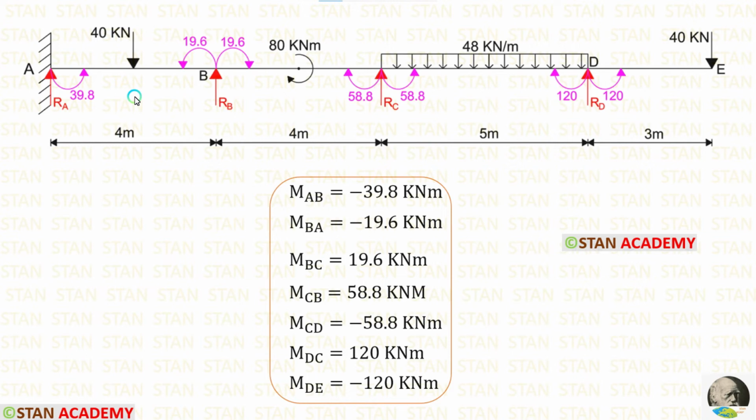Now let us find the vertical reactions. First, let us take the span AB and calculate the vertical reactions. In the span AB, there are two moments, MAB, which is acting in the anti-clockwise direction, and MBA, which is also acting in the anti-clockwise direction.